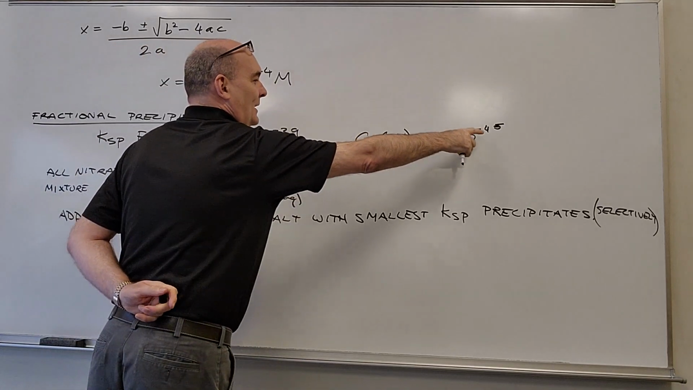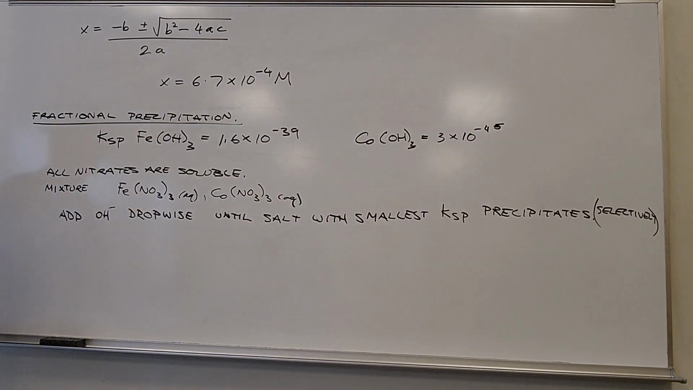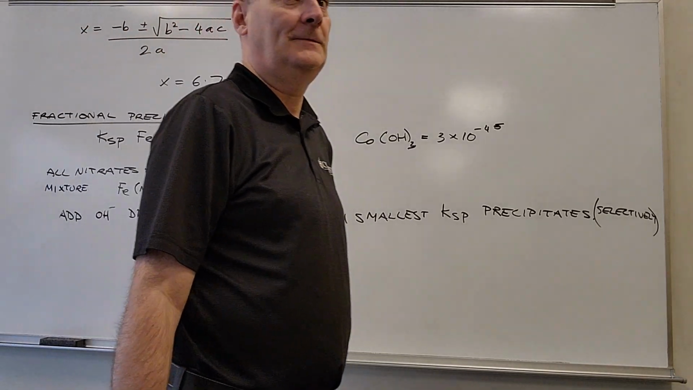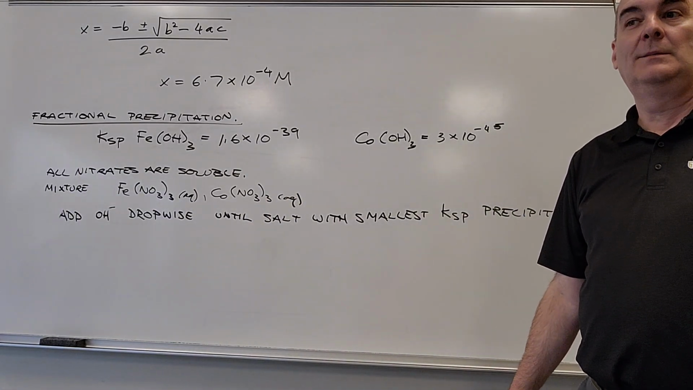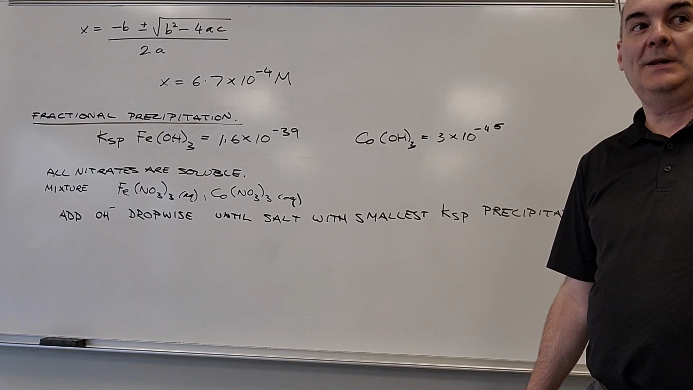But how much difference are they? Would that be 6 zeros? Yes. What is that? A million. The difference between 45 and 39 is 6. That's a million. That represents 6 zeros. One of these is 1,000,000 times less soluble than the other one. So if you did this carefully, maybe you can separate them.